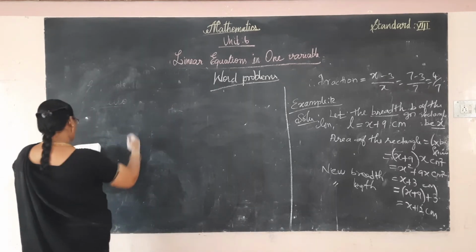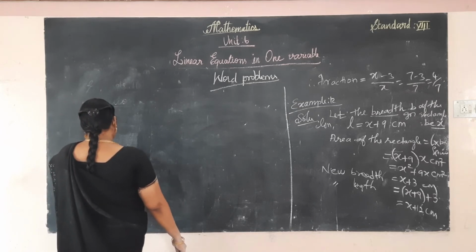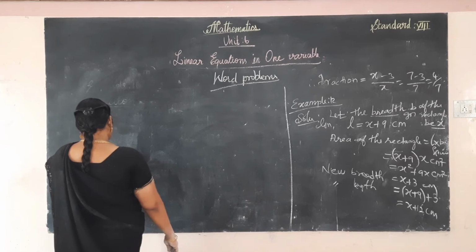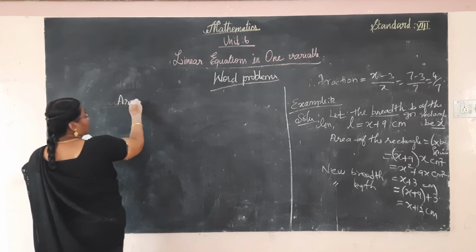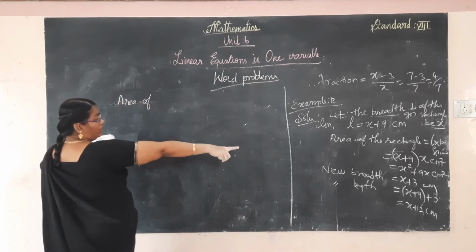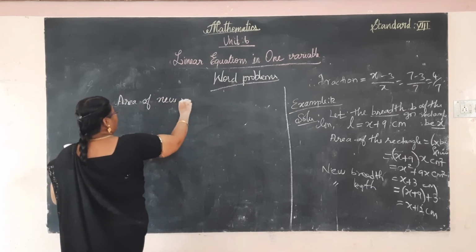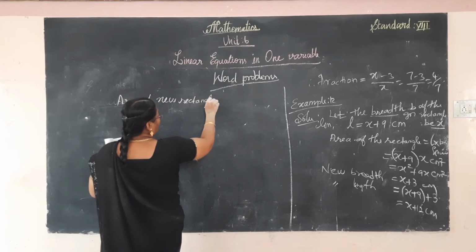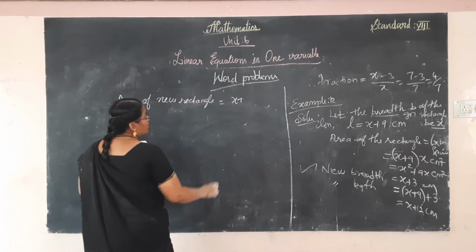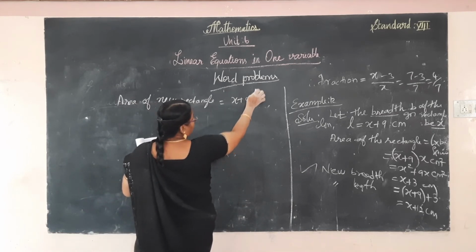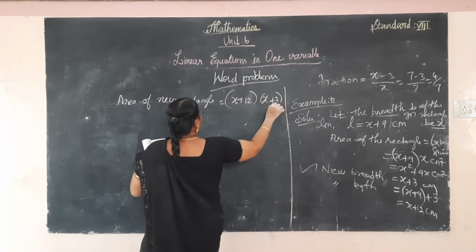So what is the condition given? The area of the new rectangle becomes 84 centimeter more than the original. The area of the original rectangle is x squared plus 9x. For the new rectangle, the length is x plus 12 and the breadth is x plus 3, so the area is x plus 12 into x plus 3 centimeter square.